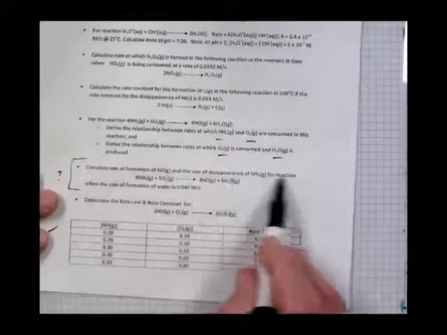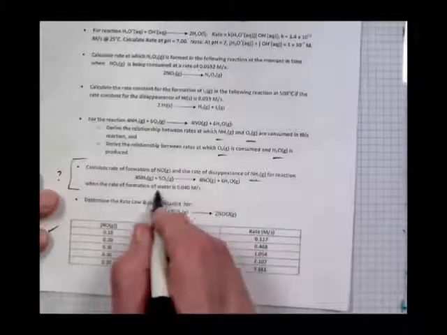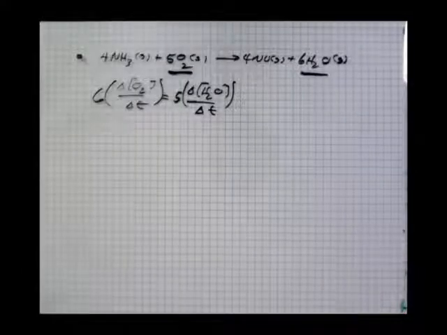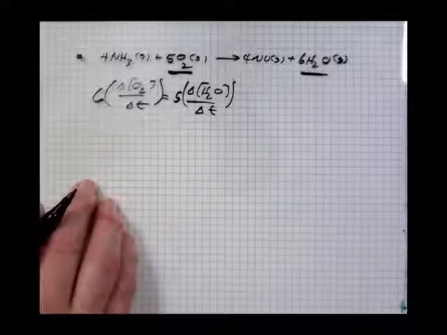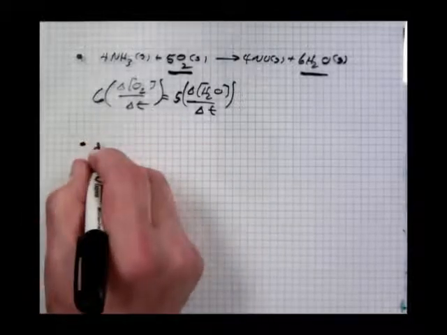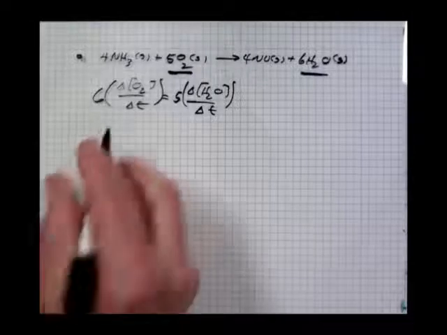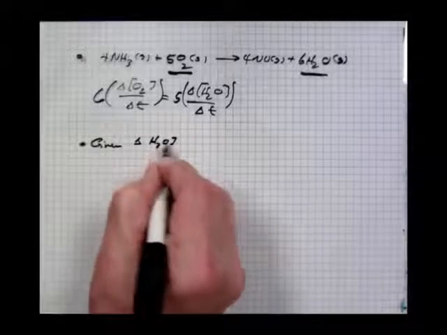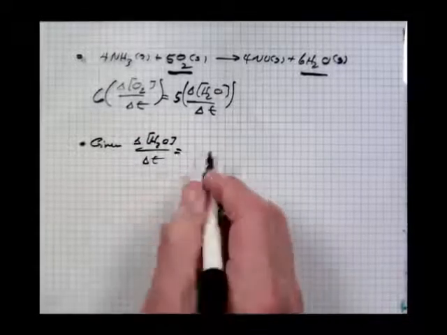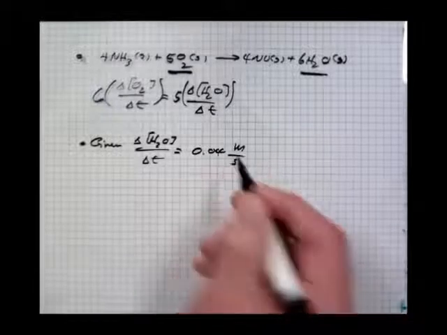Look at that next problem here. Calculate the rate of formation of NO here and the rate of disappearance of NH3 for this reaction when the rate of formation of water is given, so everything has to be set up against water. So whatever you're working against, I'll do the first one. It looks like it's the same question. So you're given change in H2O over change in time is 0.04 molar per second.